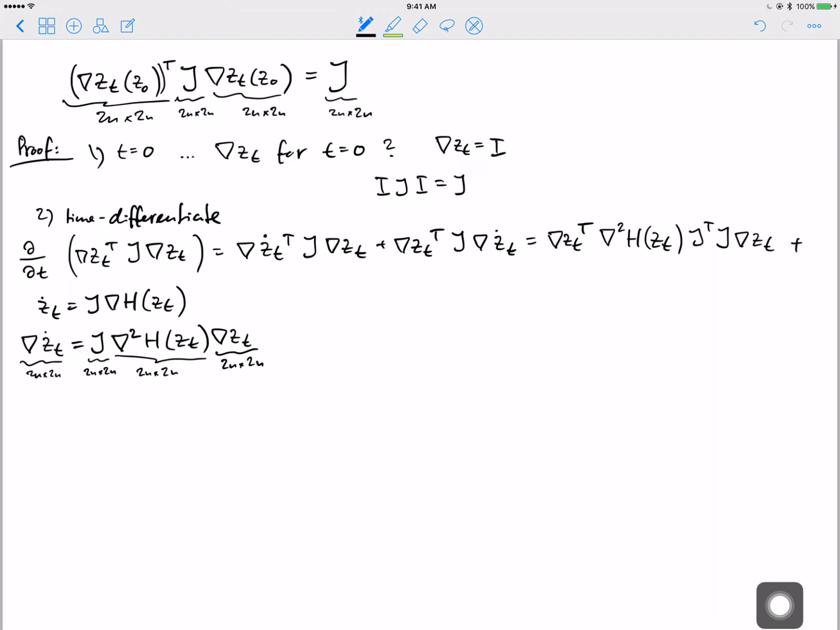And there is, of course, still the second term, right? So the second term, let me write it like here. The second term starts with the transposed Jacobian, then the J, and then I just copy over this thing. Okay, so I get the J, the Hessian of the Hamiltonian, z_t, and the Jacobian of z_t. Okay? So I have the sum of these two terms. This is the first term, and this is the second term. And a cool thing happens now.